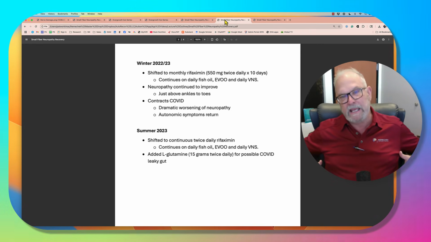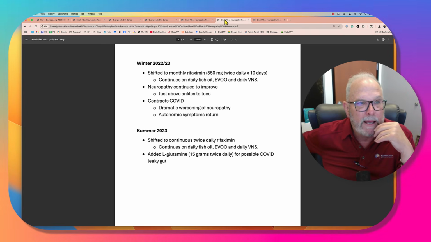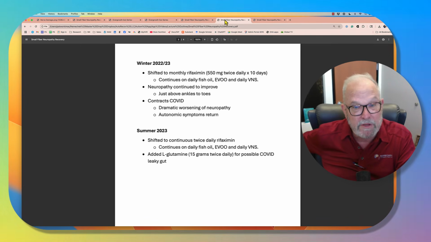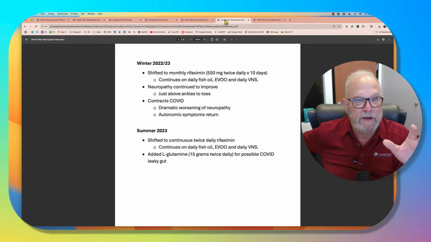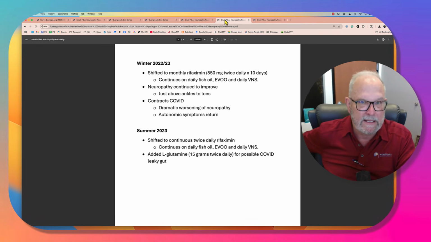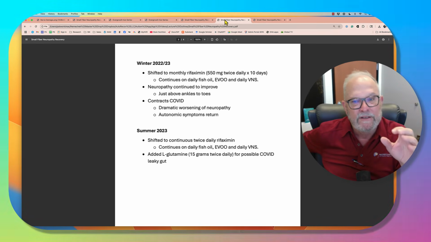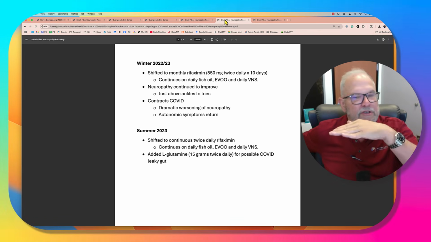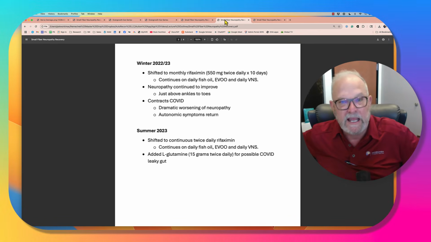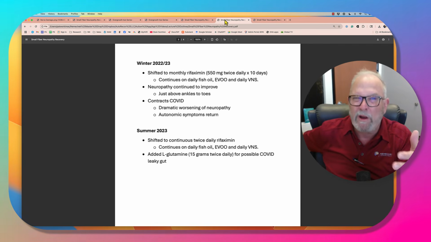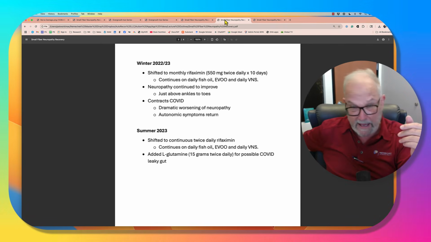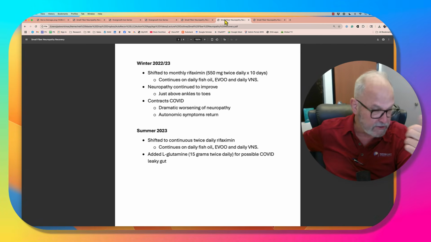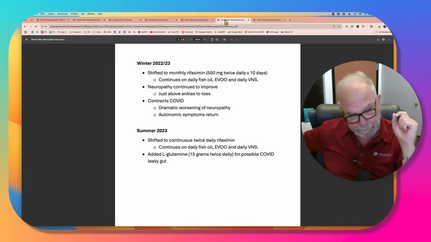It's back up to the hips area. Her autonomic symptoms are all returning. So she's pretty desperate. And so I'm trying to get this thing to get better as soon as I can. So from the monthly rifaximin, I said, let's just go to nonstop, twice a day rifaximin, which is more what I do up front now than trying the monthly. But we do that. Again, still taking fish oil, olive oil, the VNS.